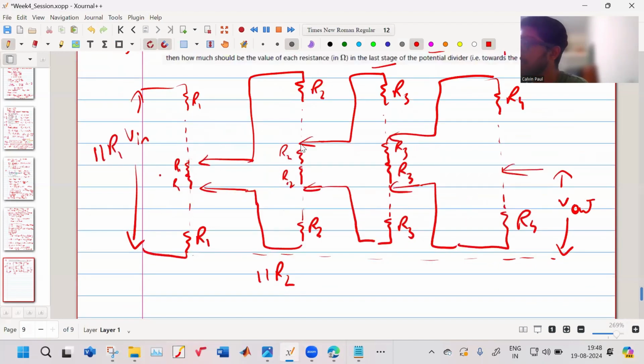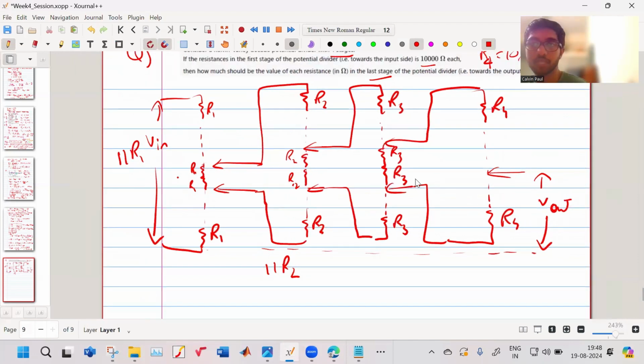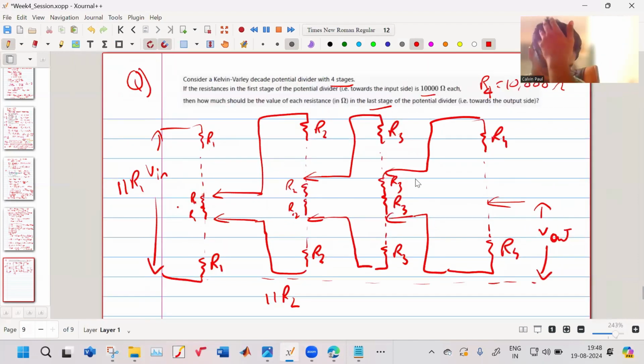So any doubts in this part? This is a complicated thing, but I'd like you to understand. No doubts?